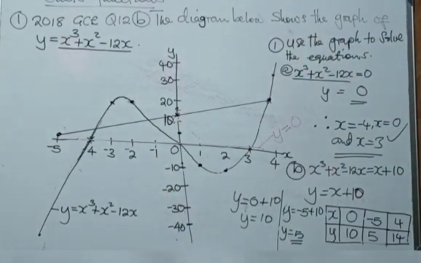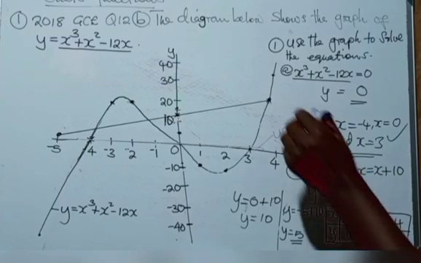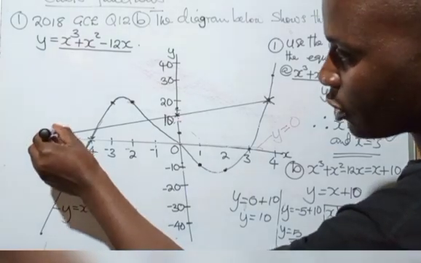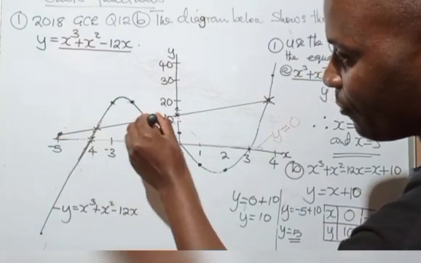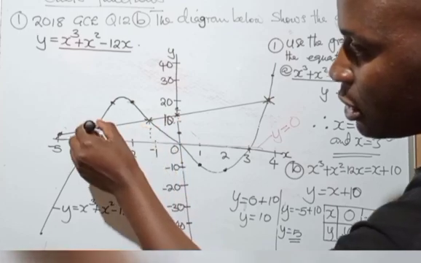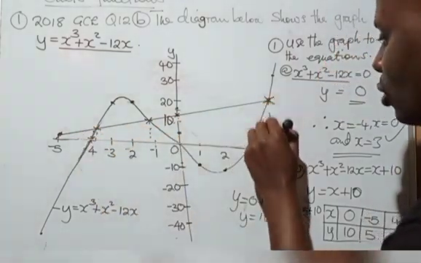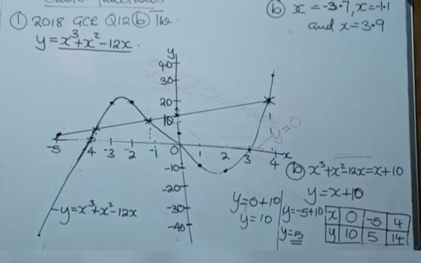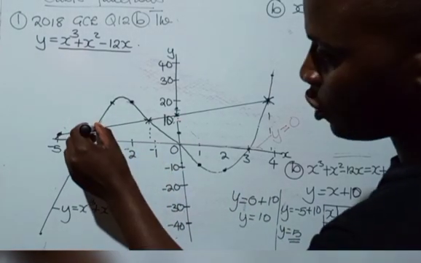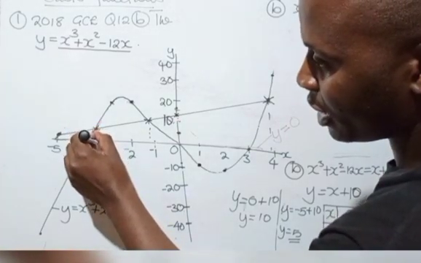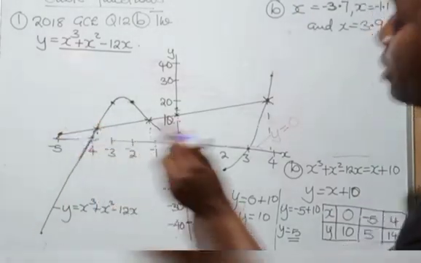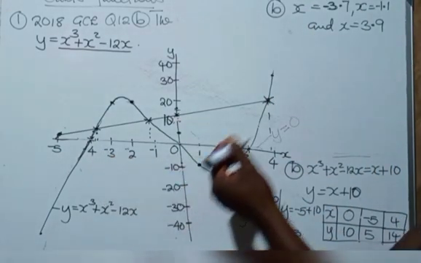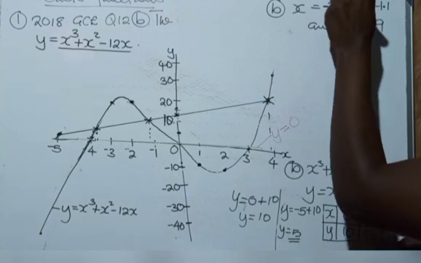Now, the question here is that we are solving this. So, where this line has crossed the curve, we go down like this, then we go to the x-axis, we pick the values of x. So the answers we are getting, if I go like this to my x-axis, it will be negative 3.7 or negative 3.9.